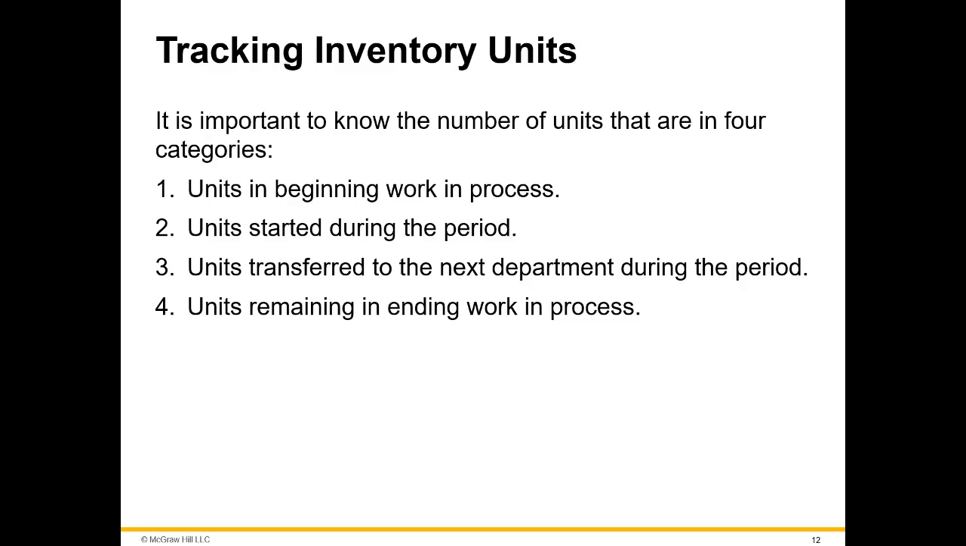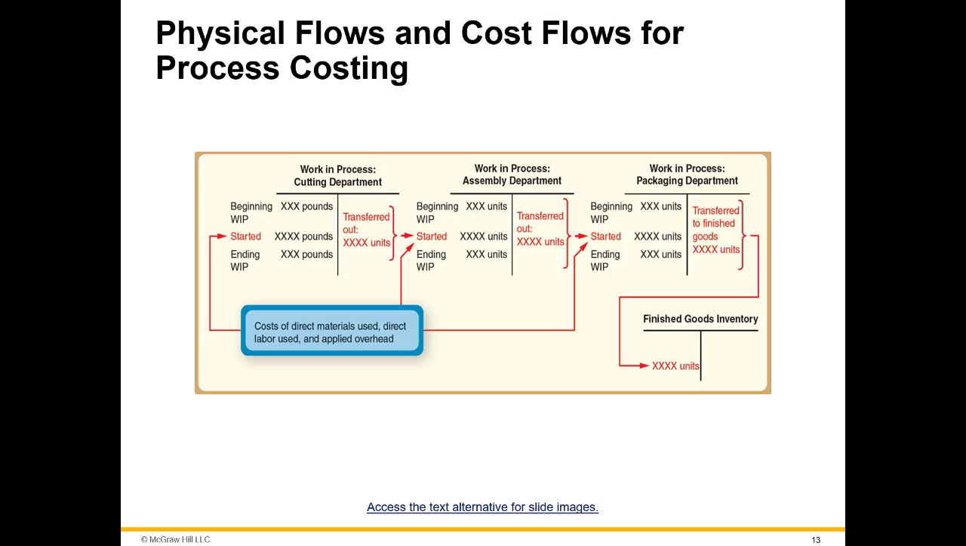So it's really important to track not only the cost, but particularly the number of units. How many units started in your work in process? How many were started during the period? How many units were transferred to the next department? And how many units remain at the end in work in process? So you can see the roll forward here, but at each step, there are going to be costs and processes applied, and then we want to be able to manage those.